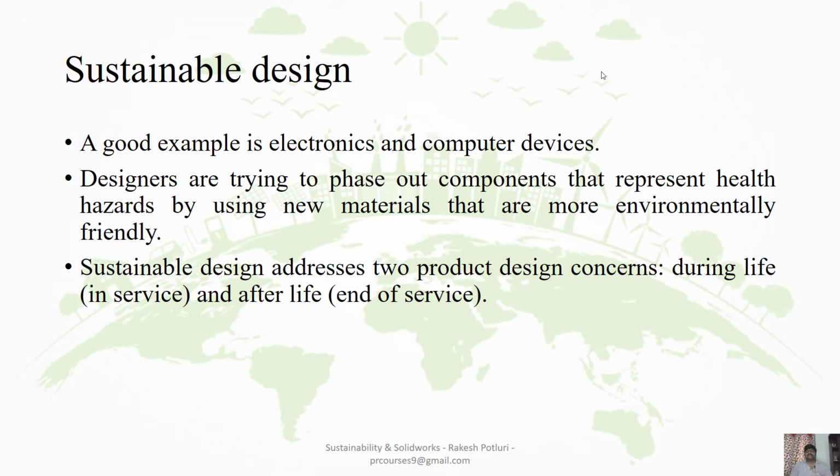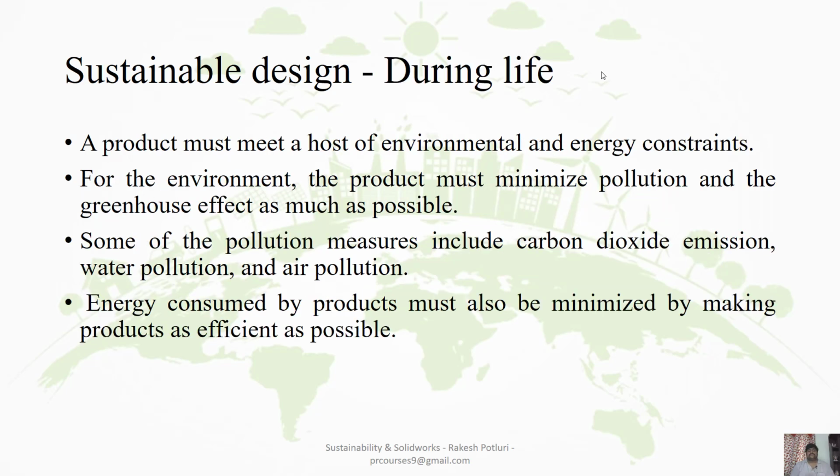So basically, sustainable design addresses two major phases in a product's design. The first one is the during-life phase, or in-service phase, and the second one is the afterlife, or end-of-service phase. So what happens if you are going to do a sustainable design? You need to first look at how you can reduce the environmental impact of the product while it is being used, and once its life ends, the product should not impact the environment either. We are going to talk about sustainable design during life.